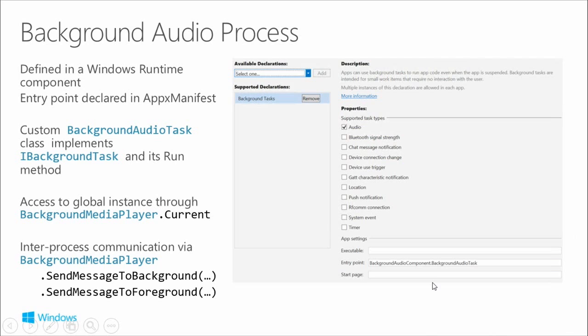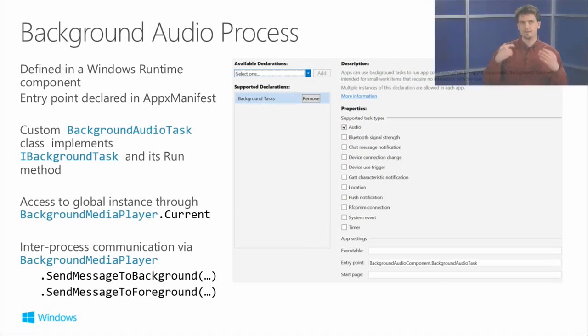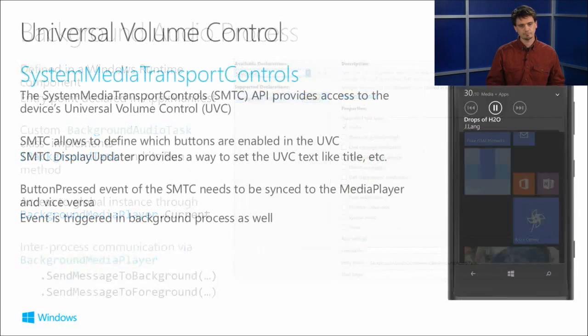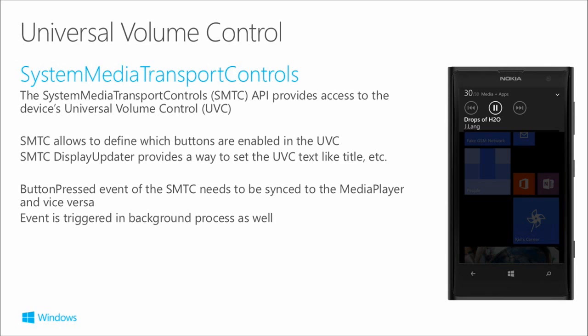The process for communication via the background media player is to send a message to the background or send a message to the foreground. This allows us to communicate to the background media player with UI whether or not we're inside the application. Because the background media player makes use of the native media player UI when it's playing in the background. So the same UI that you would see when you're playing music from your Xbox Music application. Which is the universal volume control, system media transport controls. It's just access to the device's universal volume control and allows us to define which buttons are going to be enabled on this as it controls the audio from our application.